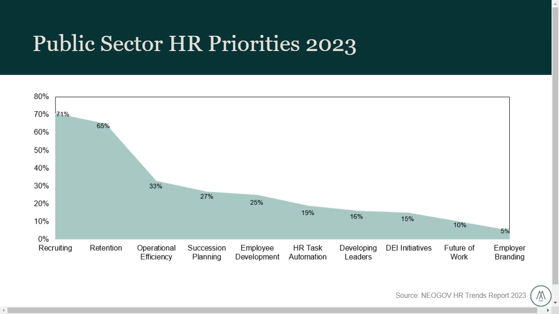Look at the dip, okay? Now we go from 65 to 33% operational efficiency, 27% succession planning, 25% employee development, 19% HR task automation, 16% developing leaders, 15% D&I, 10% future work, and 5% employer branding. Okay? Now you're probably looking at this saying, so what?